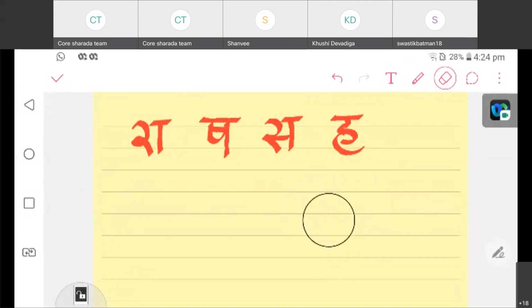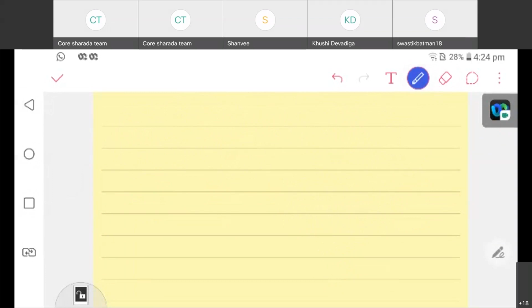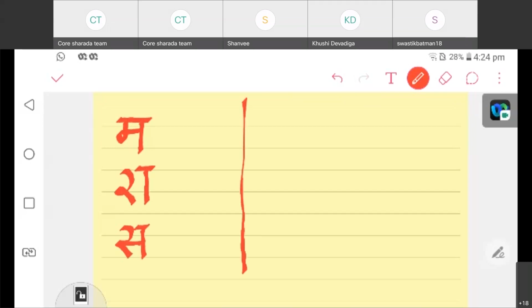So I'll show the difference between Ma, Sha, and Sa. This is in Devanagari, and in Sharada it will be... Yes, Rakesh ji? No, that's right. So in Devanagari, Ma is written here with a round, and Sha is a triangle here, and then it has a Shiroreka, and Sa there is a triangle here, and there is no Shiroreka. This is the difference between Ma, Sha, and Sa.